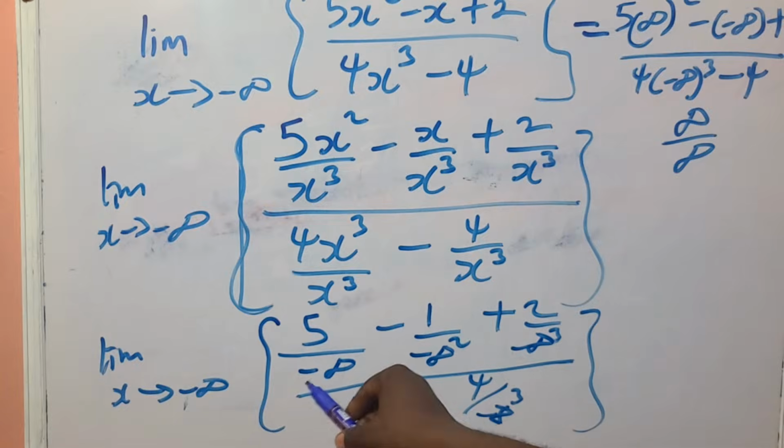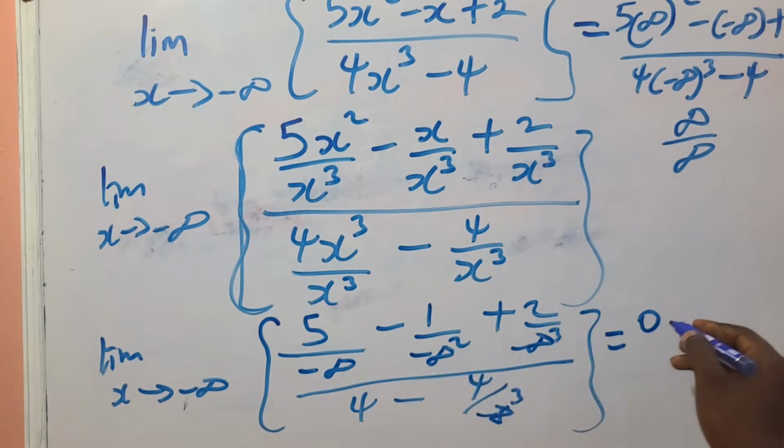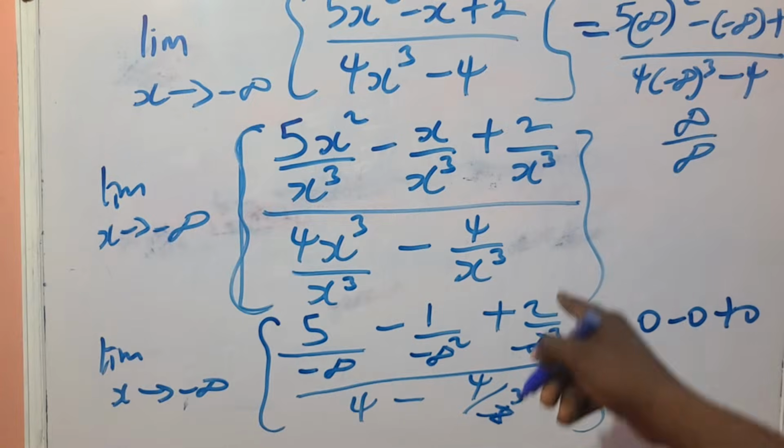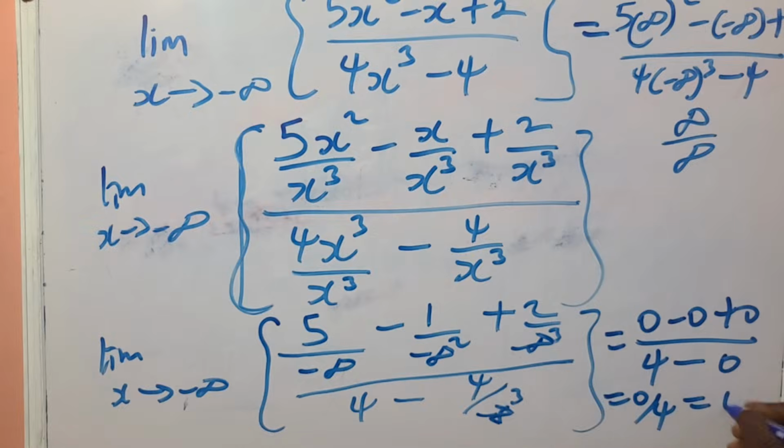When you have 5 over negative infinity, what that will give you is 0. 1 over this will give you 0 also. This will give you 0 also. When you have something over infinity, it's always producing 0. And this will be over 4, because this doesn't have anything. This will be 4 minus. This will also produce 0. So you're having 0 minus 0 plus 0. Now, all this will be 0 over 4 in the end. And what's 0 over 4? 0. That's your final answer, 0.